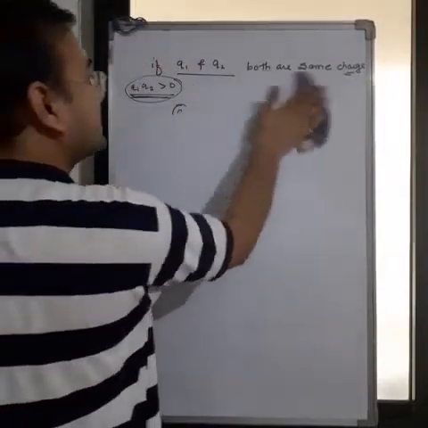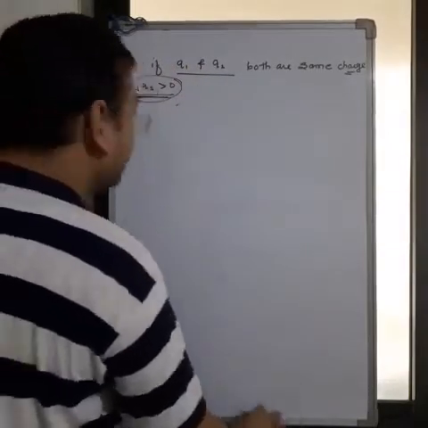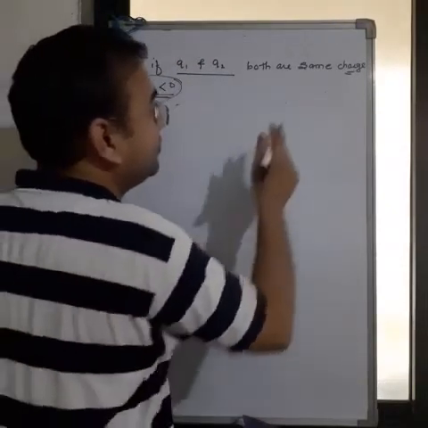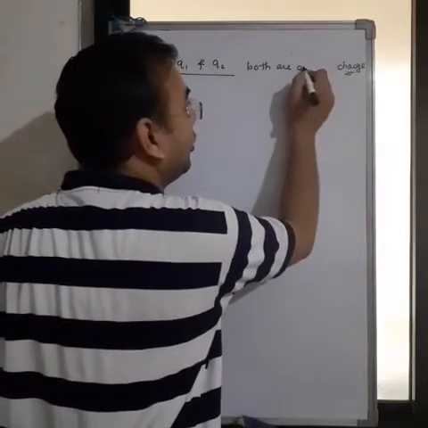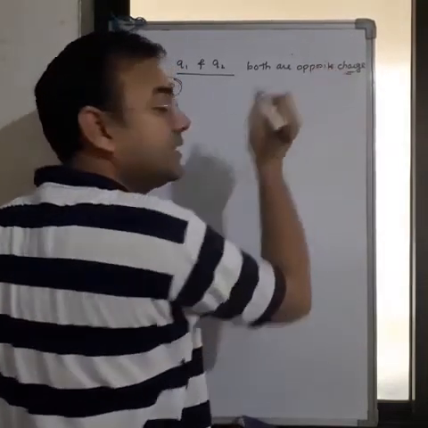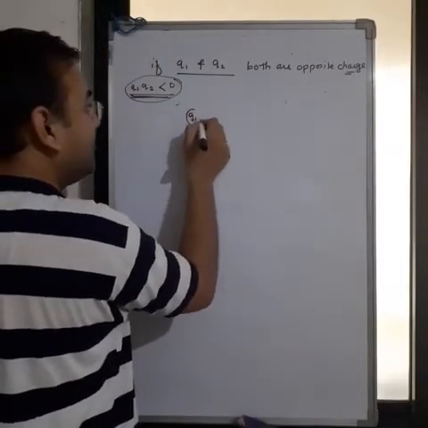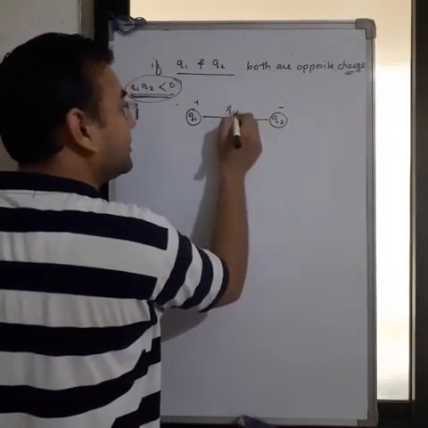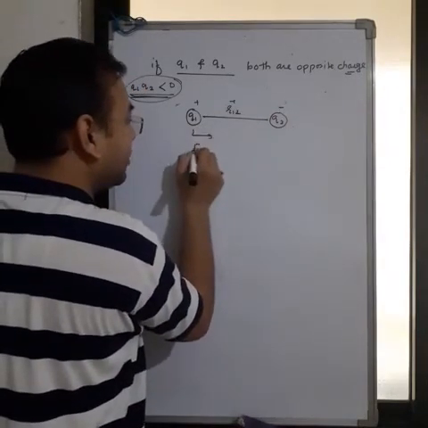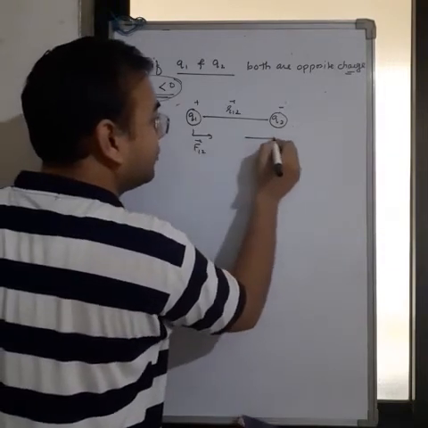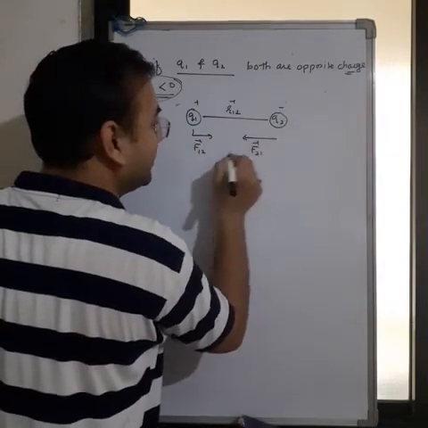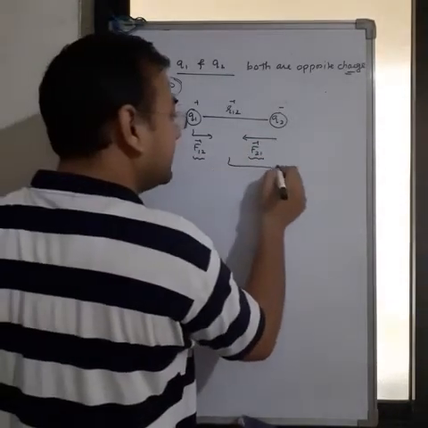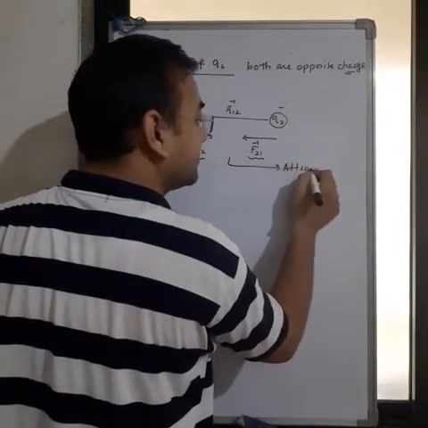If we talk about the next concept, here Q1 Q2 is less than 0, so both are opposite charges. We can consider one is positive and one is negative. Then the force exerted on it is F12, and the force exerted on it is F21. Here both have attractive force.